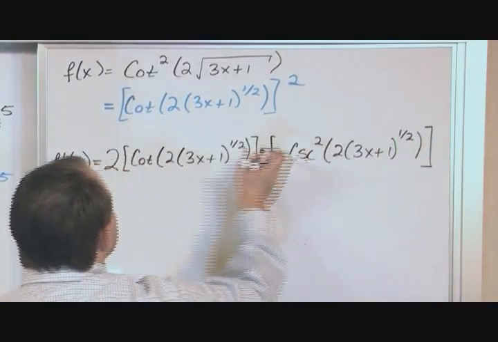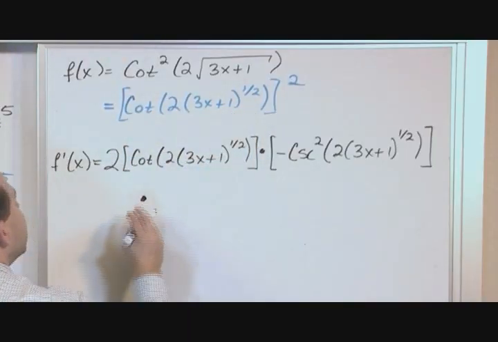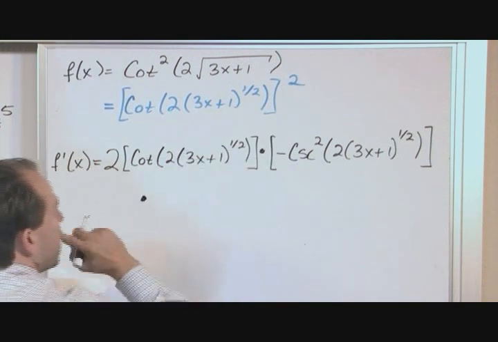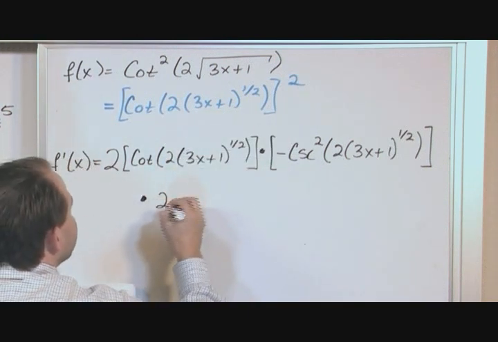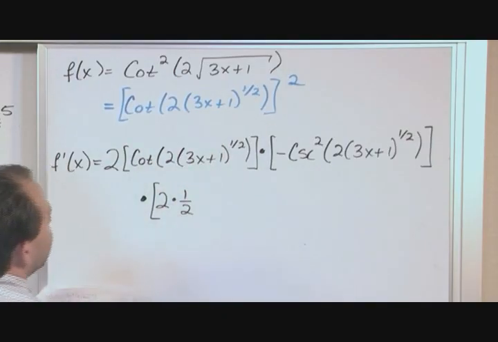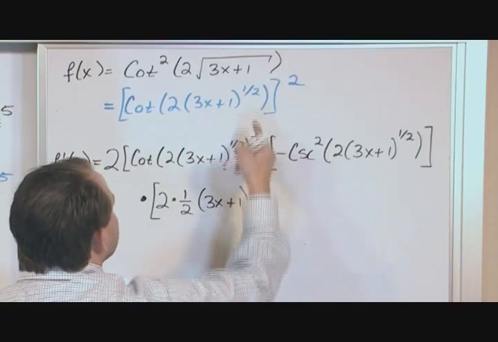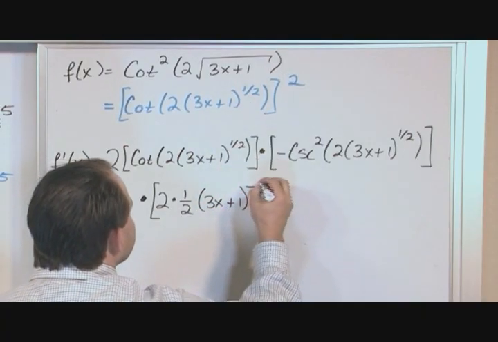This is just simply the derivative of the cotangent, so we leave the inside alone, but then we have to multiply by the derivative of the inside, right? So what you'll have is 2 times, let's write it like this, 2 times the 1/2 comes down, right? And then we have 3x plus 1 minus 1 there gives us negative 1/2.